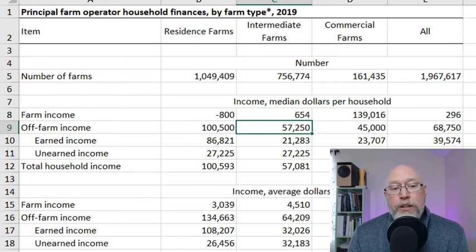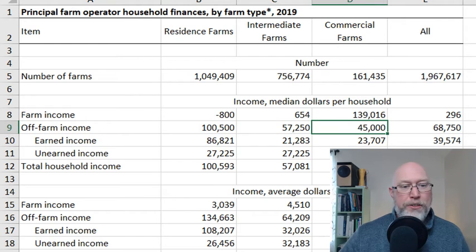And if you ask me who the farmers are that I have the most sympathy for, it's these right here, because they're working that off-farm job. They're trying really hard to make a farm work, and it's not working very well. These are the ones who are really struggling out there, whereas this other group has an off-farm income of $45,000 a year, plus they've got that healthy on-farm income, and so they're doing great.